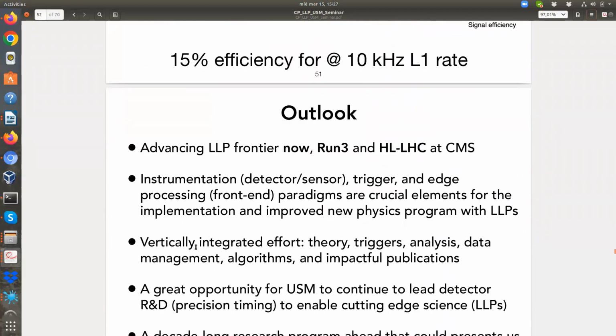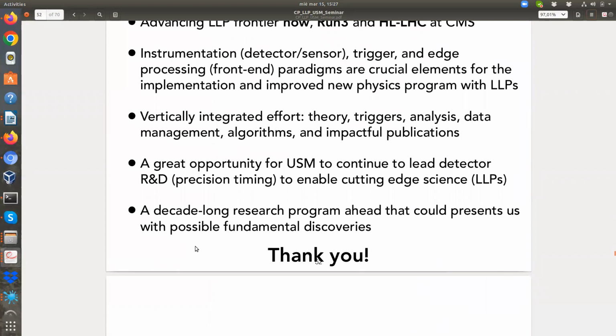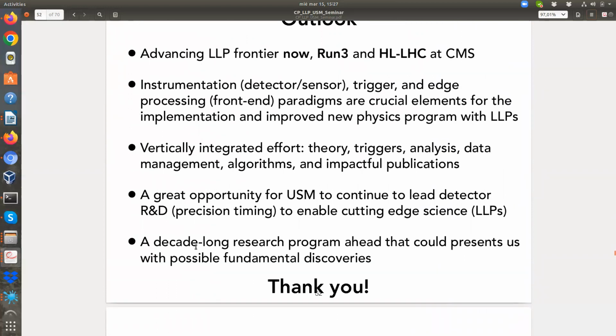I think it's the same, and then I have my outlook. Okay, so we're CMS, and in particular, our group is heavily advancing the LLP frontier now with run 2 data, this result that I showed you. We will do that with the new triggers in run 3. The trigger that I just described is my work. There are other triggers in place to try to catch more long-lived particles. And we will continue to do that at the high luminosity, which is run 4.